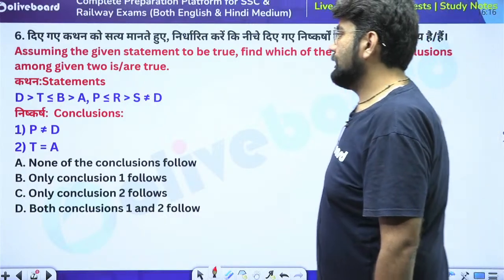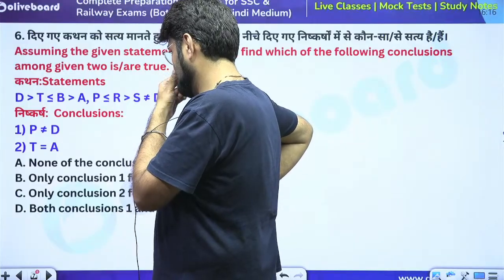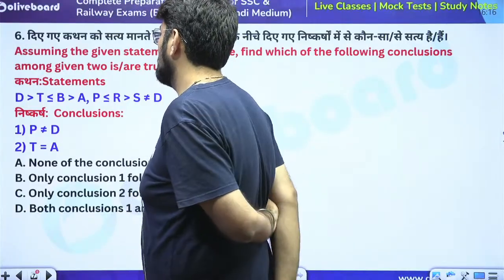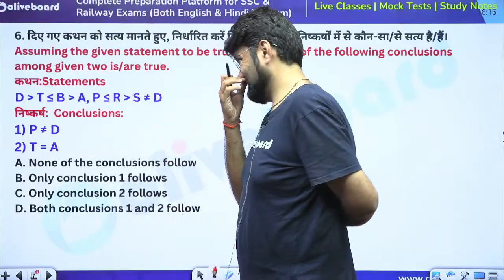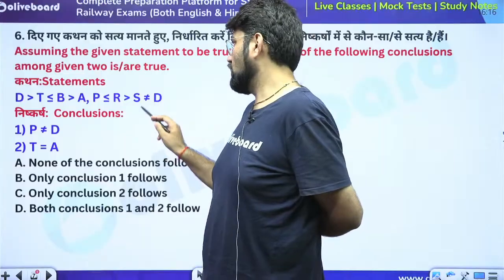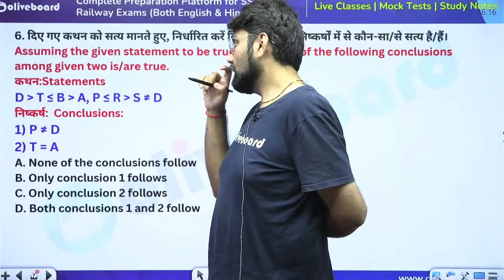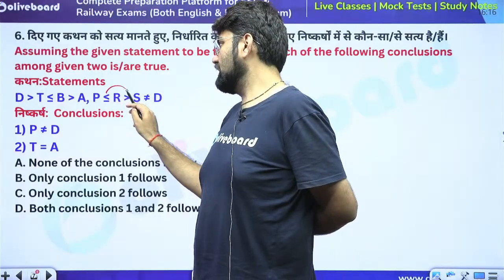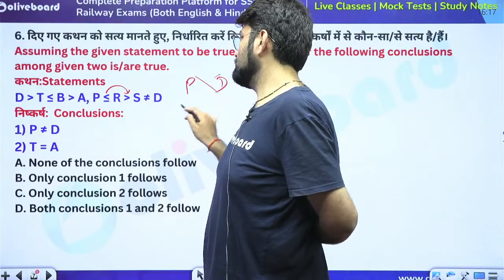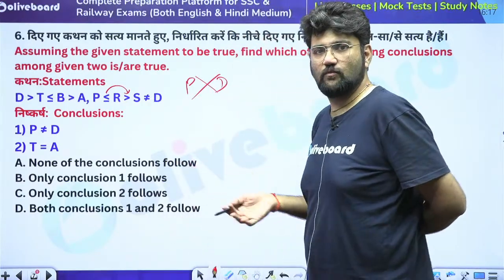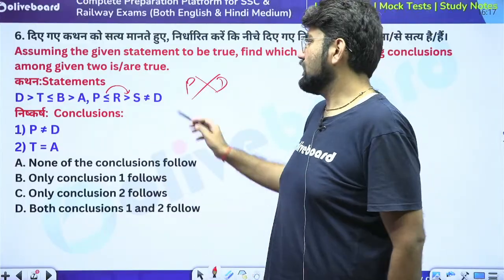Now, P is not equal to D. Okay, don't get confused by not equal to. Not equal to means this can be greater or less, but equal to will not be there. Now, this is not related, no? So I cannot draw any relationship between P and D, whether it is greater, smaller, or equal. If it is greater, it is not equal. If it is smaller, it is not equal. Otherwise, it is equal. I cannot draw any relationship.